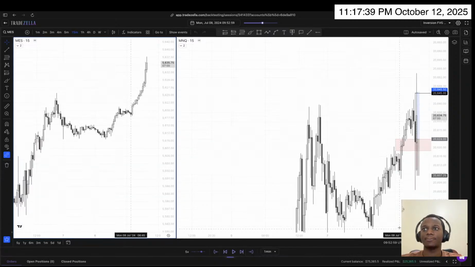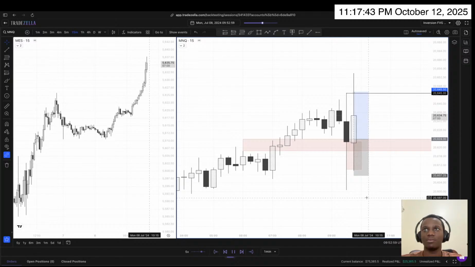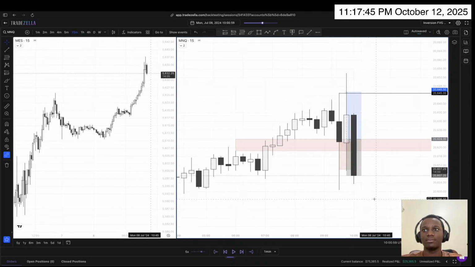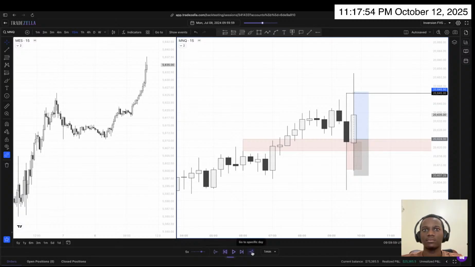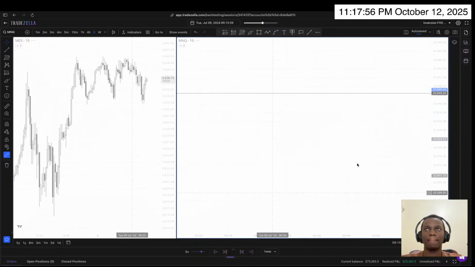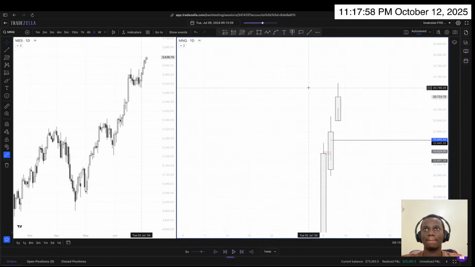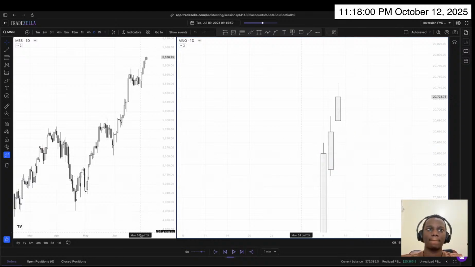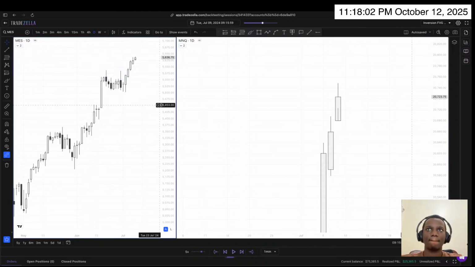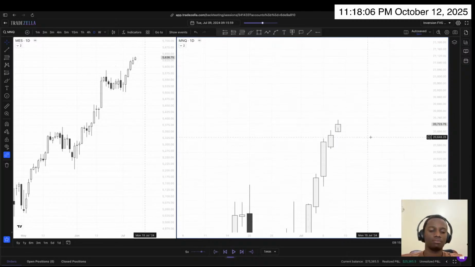Right. So this movement was really beautiful. Wait a minute, what have I just done? The next day. Right, this is still bullish in my eyes.